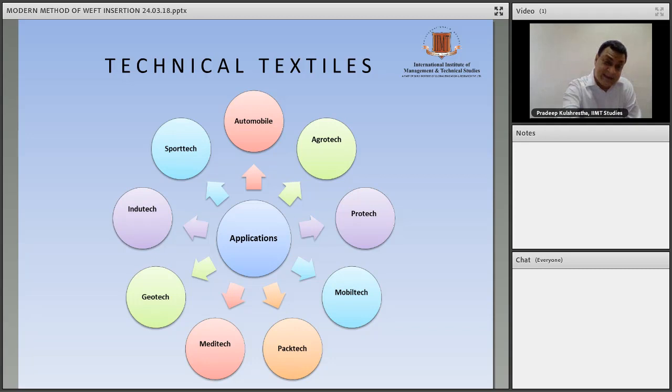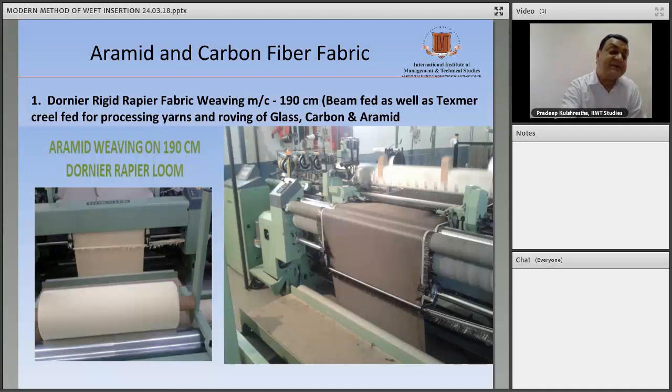Technical textiles, if we say, have 12 segments, and this is coming industrially fast in the market. People are enjoying a very good USP by running some specific fabrics in technical textiles, and the scope is very vast in automobile, agrotech, protech, mobiltech, pack tech, geotech, industrial technology, and sport tech. I will not discuss this subject much, but these Rapier looms, even Sulzer machines, are very much involved in producing technical fabrics of different varieties. I will show you in the next slides.